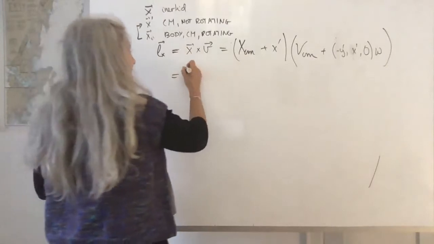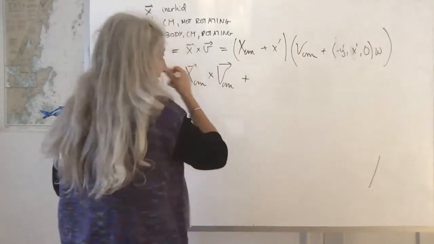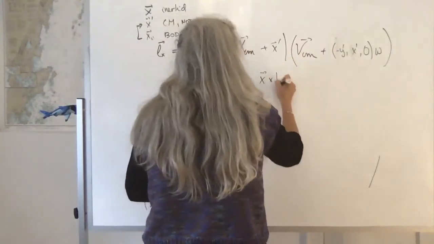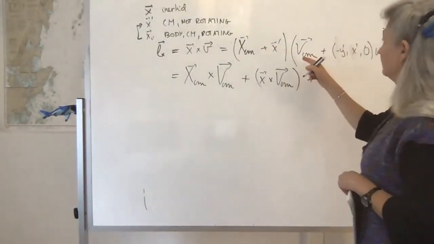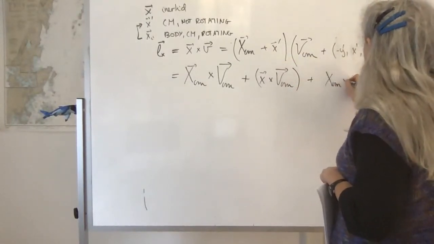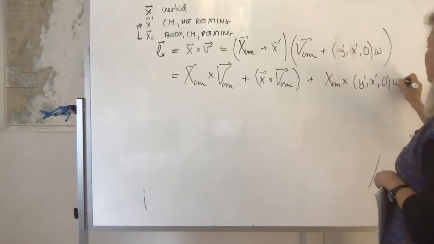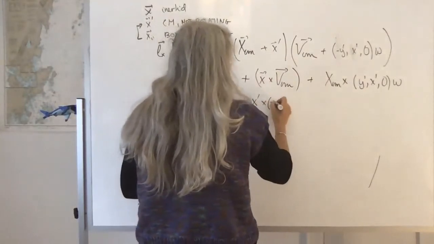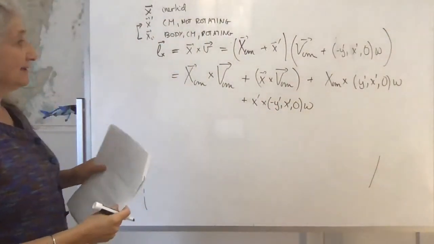So now let's write this out. It's x center mass cross v center mass, plus, these are all vectors, x cross v center mass like that, plus x times this thing, so it's x center mass times (y prime, x prime, 0) omega, and then the last term, which is x prime cross (minus y prime, x prime, 0) omega. Okay, so that's each term.